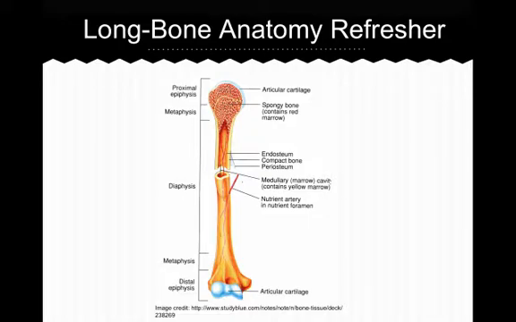There are three main sections of long bones: the epiphysis or ends, the metaphysis, where the growth plate is located at either end, and the diaphysis or shaft of the bone. The ends of the long bone contain spongy or trabecular bone, while the shaft contains cortical or compact bone. Inside the diaphysis or shaft is the medullary cavity.